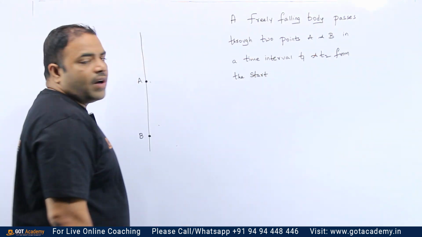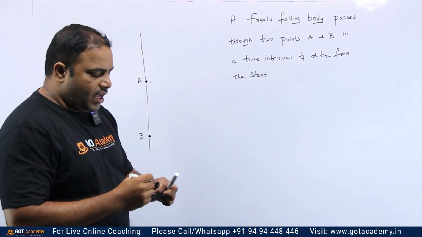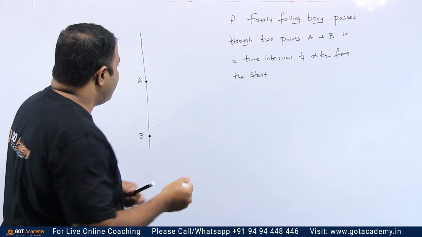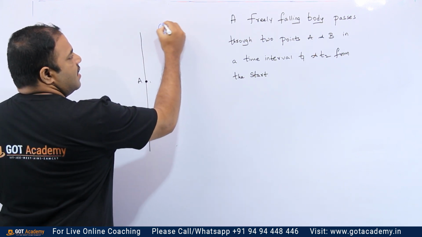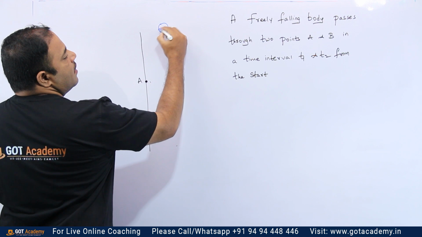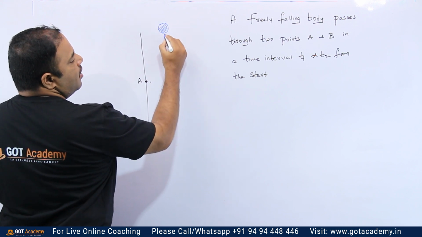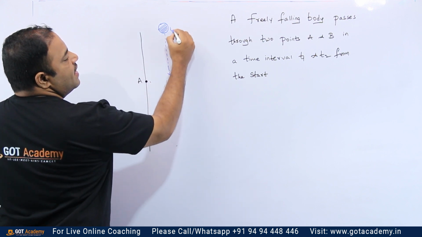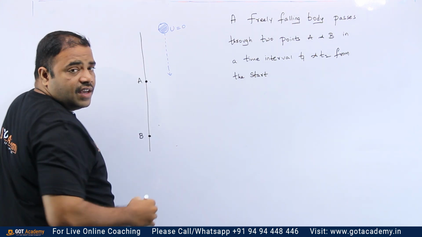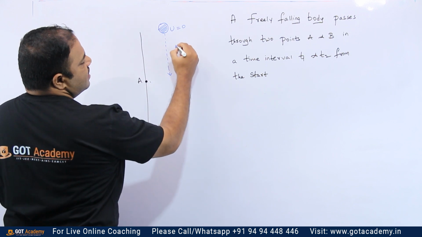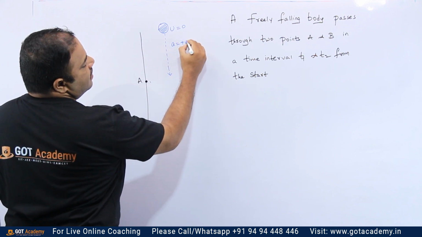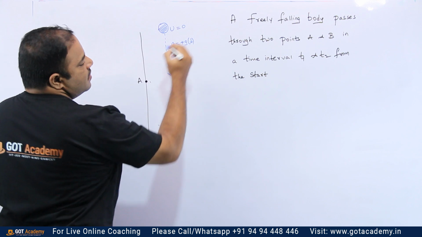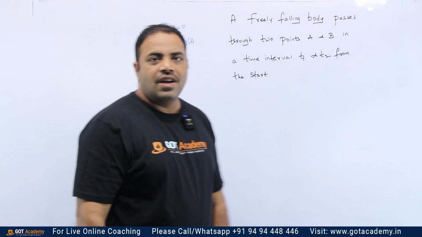So look, my dear children, there is a freely falling body. So what is the symbol for a freely falling body? Like this, I say that this is one body. Now this freely falling body, freely falling in the sense I have to show it by dotted lines. This shows that the initial velocity of this body is 0. Since it is coming down, acceleration is equal to plus g.